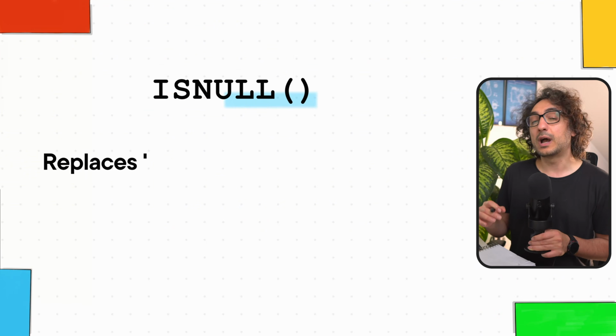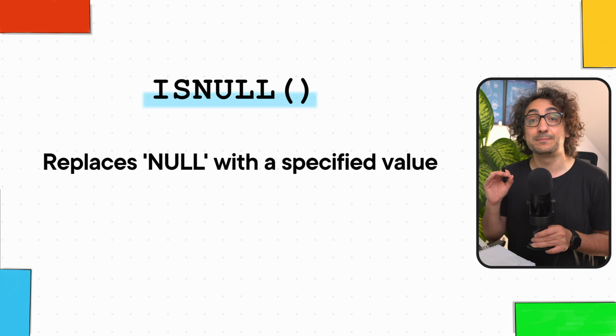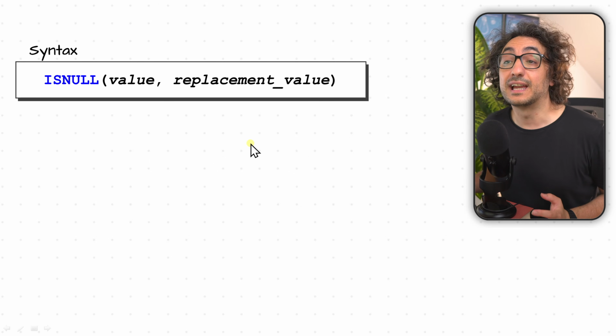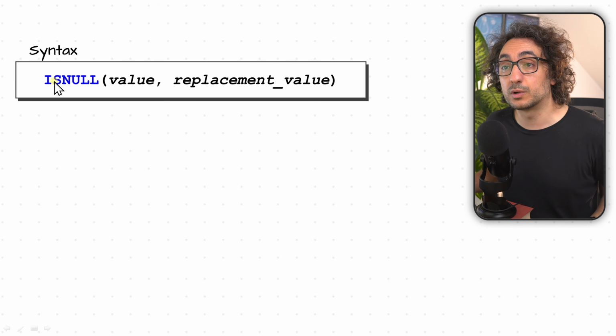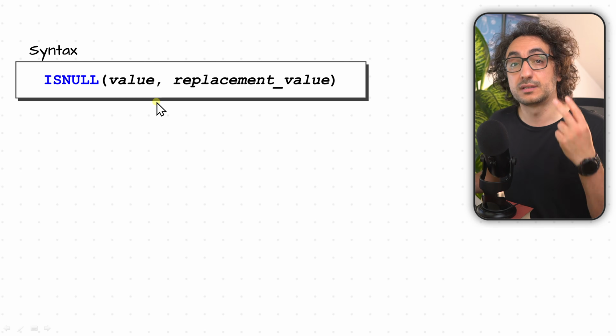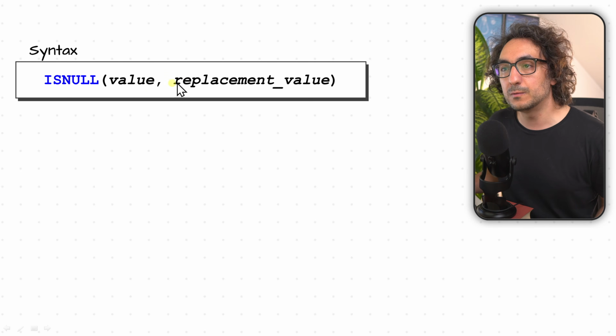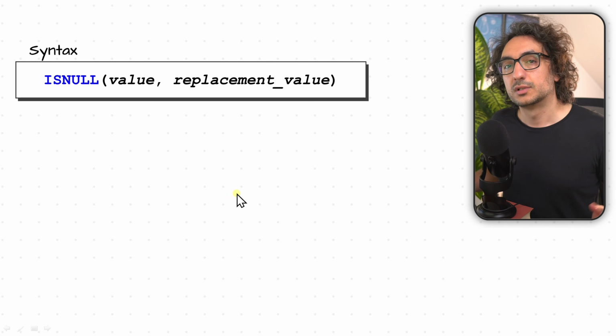So let's start with the first function, ISNULL. ISNULL is gonna replace a null with a specific value. Now the syntax of ISNULL is very simple. We're gonna use the keyword ISNULL and it accepts two arguments. First the value and then the second the replacement value. So let's have an example.